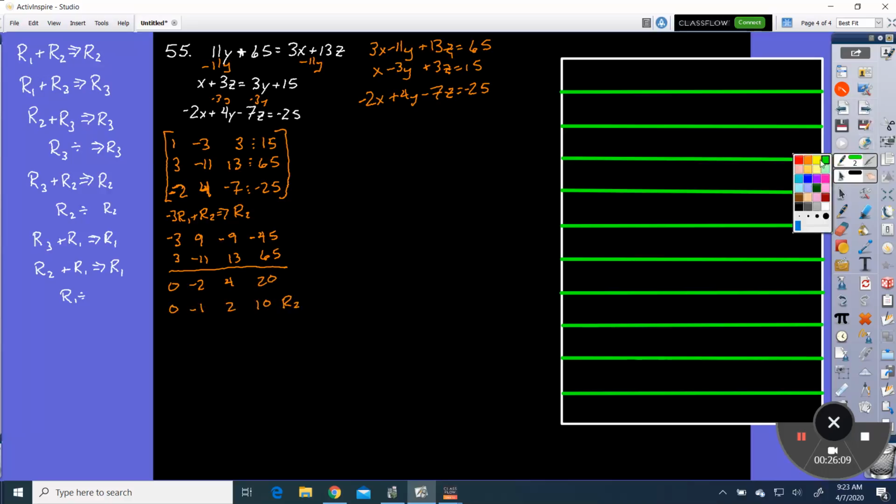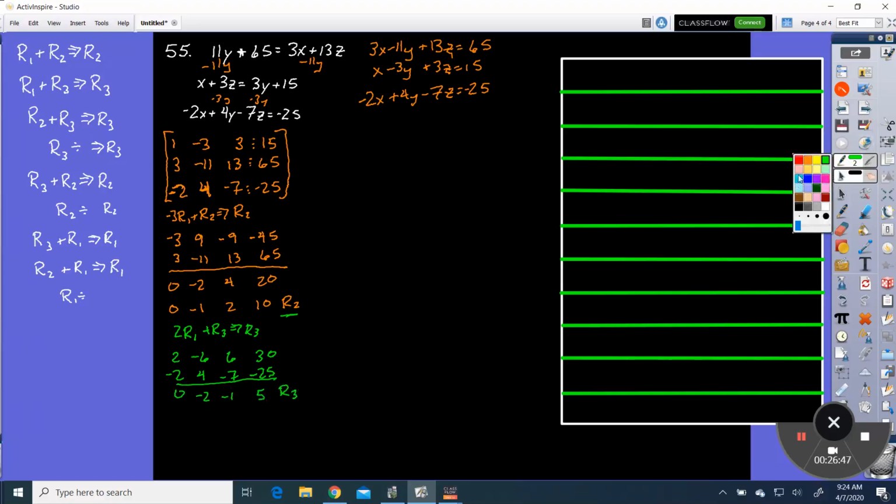Okay, so now what I need is a new row 3. So I'm going to go 2 times row 1, because that's a negative 2 and I'm going to need that to be a 2. So 2 times row 1 plus row 3, and it's going to make a new row 3. So 2 times row 1 is 2, negative 6, 6, 30. And row 3 is negative 2, 4, negative 7, negative 25. So that makes 0, negative 2, negative 1, 5. So that's my new row 3.